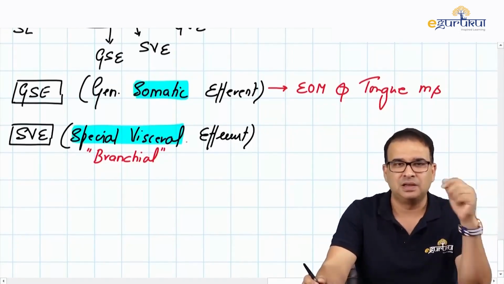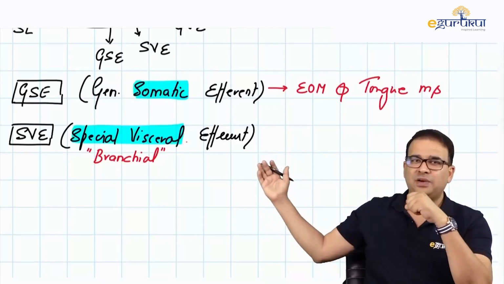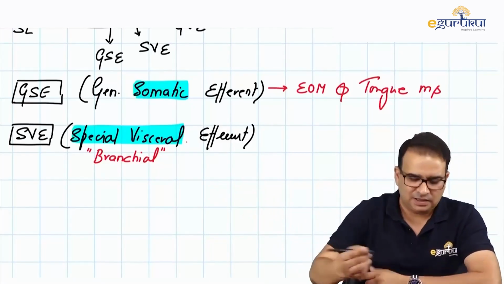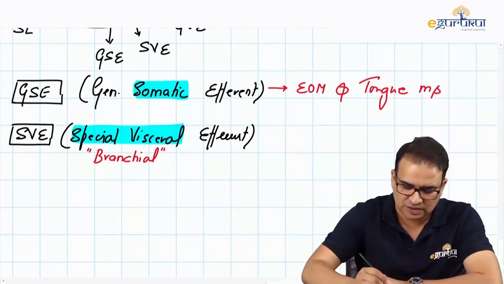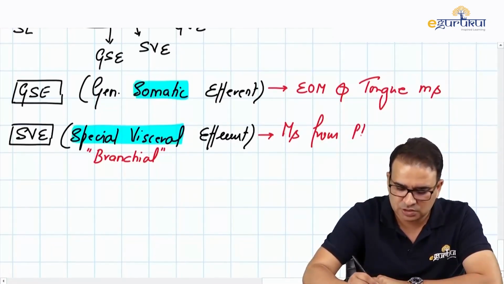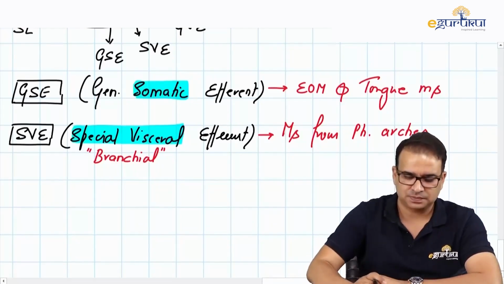So either you call it special visceral efferent, or, as I said, many authors call it branchial efferent also. Same thing. And the name suggests branchial efferent or special visceral efferent. This must be supplying the muscles. Muscles from where? Muscles from pharyngeal arches. This is supplying the muscles derived from the pharyngeal arches.